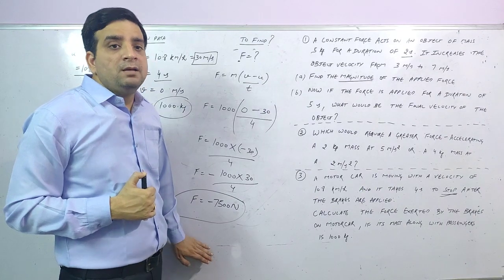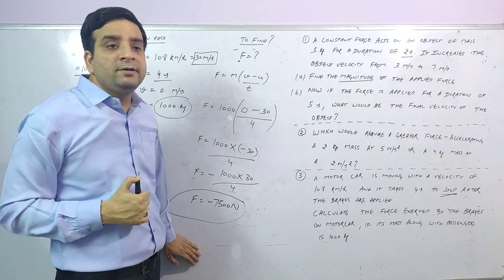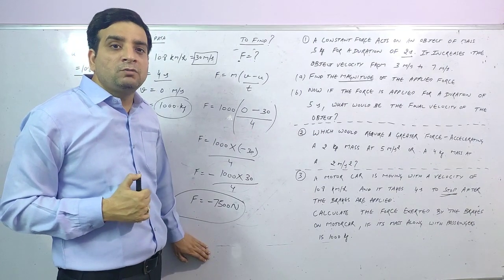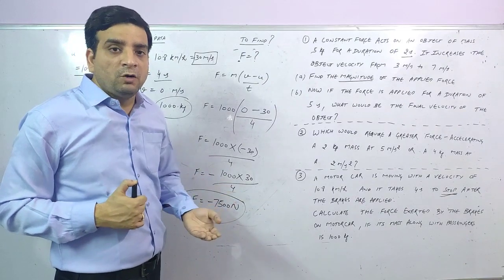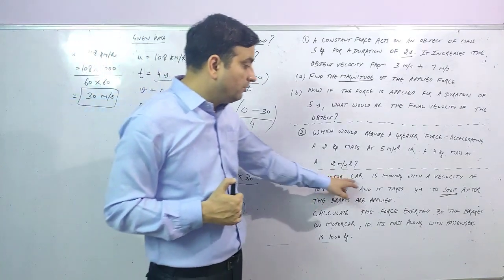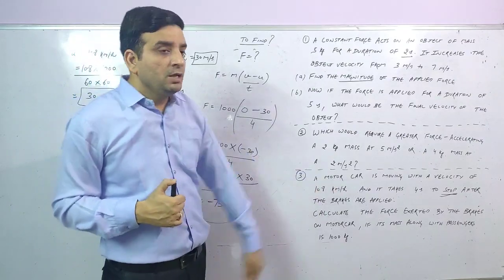How you have to state? Minus sign or minus 7500 Newton indicates that that much amount of force is required to oppose the motion of the motor car. क्योंकि अगर आप opposite direction में लगाएंगे then only the motor car will stop.